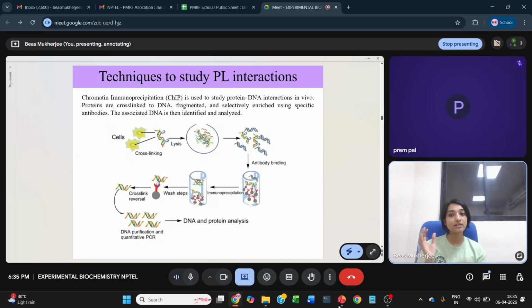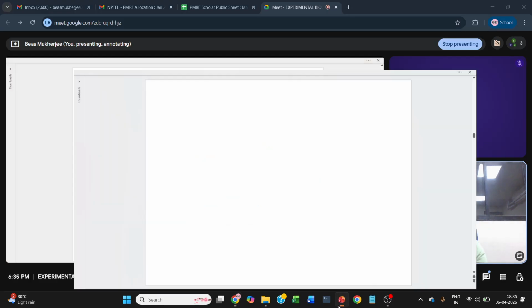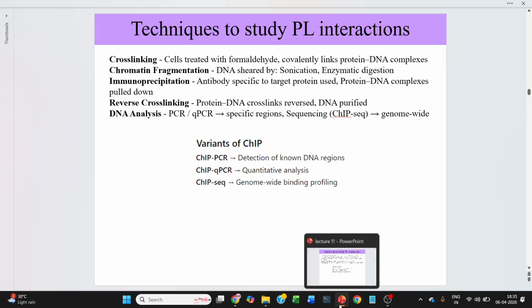So inside the cell, you cross-link it covalently and then antibody binding is done. Antibody binds to the protein of interest, it is washed, and then the cross-link is reversed, so the protein remains bound, the DNA comes, and then you sequence this DNA. You do DNA purification, quantitative PCR, and then you do protein and DNA analysis. You will get to know the DNA sequence.